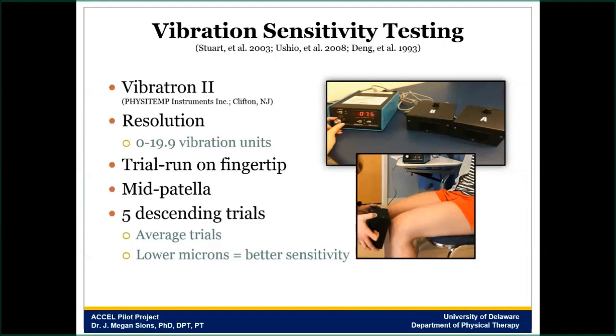So for vibration sensitivity testing, we actually developed a new procedure or protocol using a Vibratron 2. This is based off some of the literature that's been used in diabetes previously. So with this particular device, the resolution is about 0 to 20 vibration units, also called microns. And we do a trial run on the patient's fingertips so they can become familiar with the vibration, what we're asking them to do. We then apply the vibration to the mid-patella, as shown in this picture at the bottom here. And essentially, we start up at about 20 vibration units or microns, and we reduce until the patient can no longer feel the vibration. So we do that 5 times and then average the trials. And so the lower microns that they're able to feel, so the lower vibration units, the better sensitivity, so the better they're able to detect vibration.